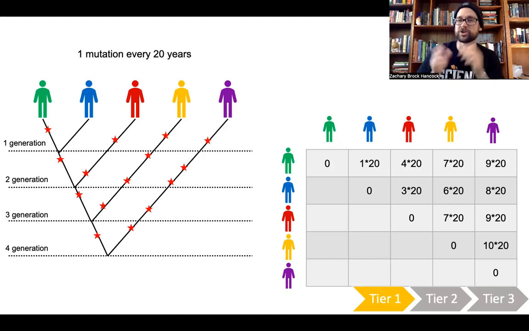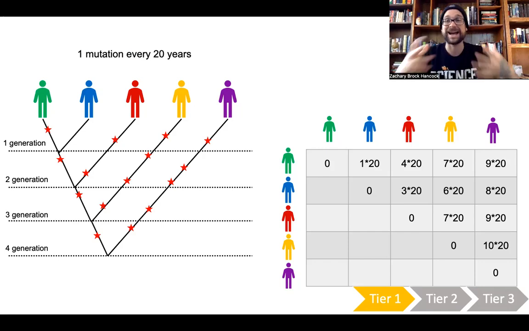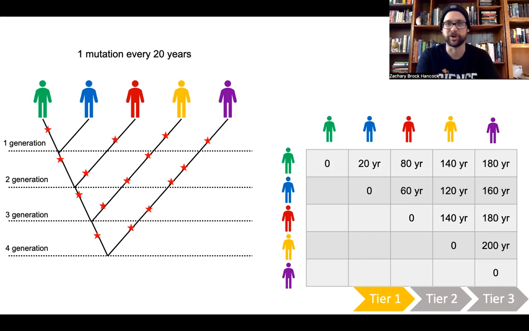Okay, so we've not only taken the per generation rate, we've converted it to a yearly mutation rate, 1 mutation every 20 years. So then what we do is just go across our divergence table and multiply that number by 20. What that does is take the absolute number of differences and multiply it by the number of years we expect it to take to get that number of differences, and that gives us the divergence time between each individual. So between green and blue, there's a 20-year difference because there's 1 mutation between them. From green and red, there's 80 years that separates them. From green and yellow, there's 140 years, et cetera, et cetera.